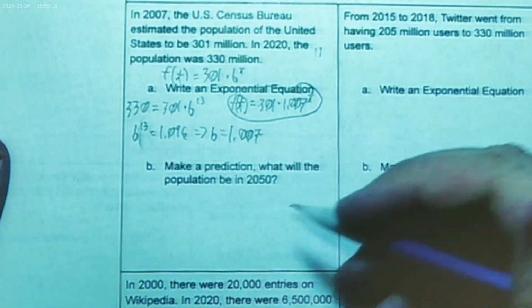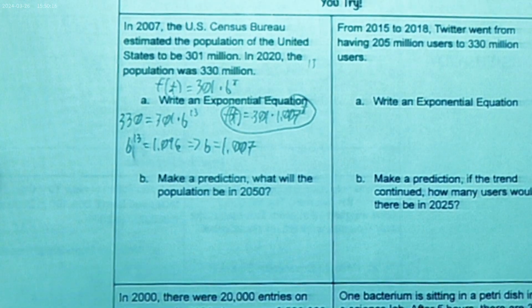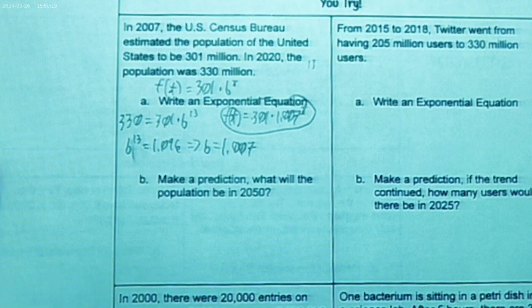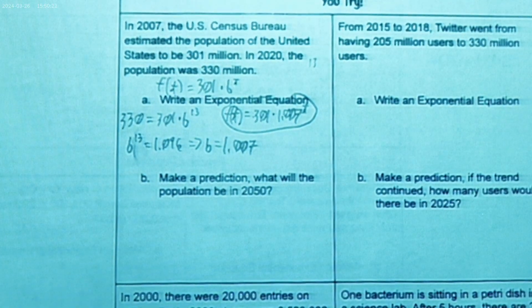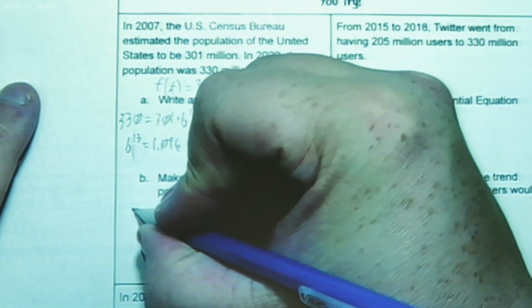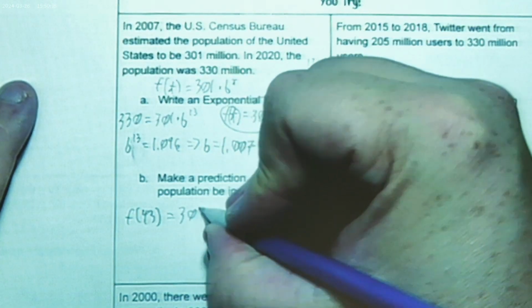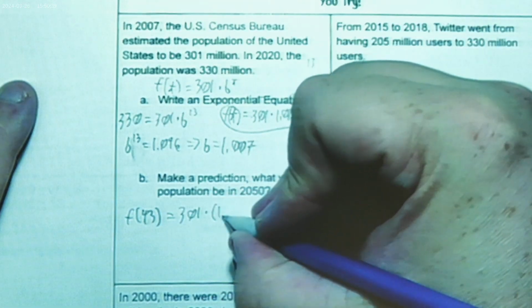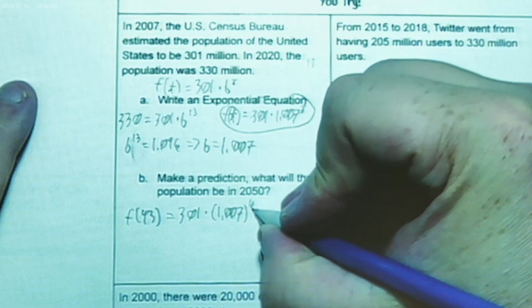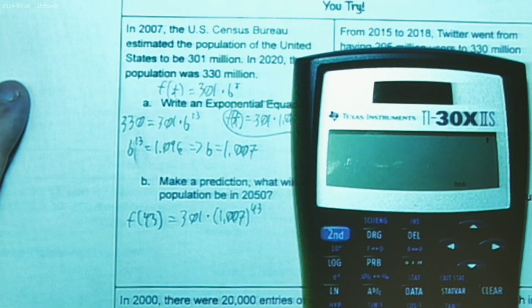All right, what will the population be in 2050? Again, if we were looking at 2020 versus 2007 with the passage of time, we're going to do the same thing with 2050. In this case, the difference in time from 2007 to 2050, I think, is going to be 43 years. So we're looking at f of 43 equals 301 times 1.007 to the 43rd power. And here's hoping the calculator doesn't break. Otherwise, I'm going to have to go to the fallout, and editor Richard's going to be really irritated.